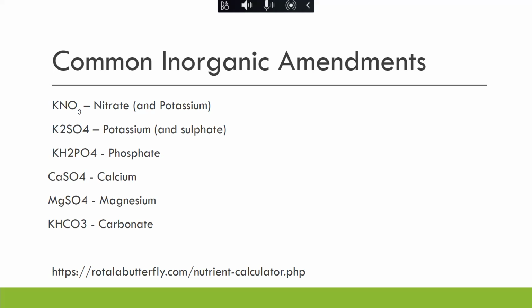And there are tons of nutrient calculators out there, but this one, rotellabutterfly.com, is really, really easy to use to figure out how much of what you want to be putting in your tank to achieve certain targets.